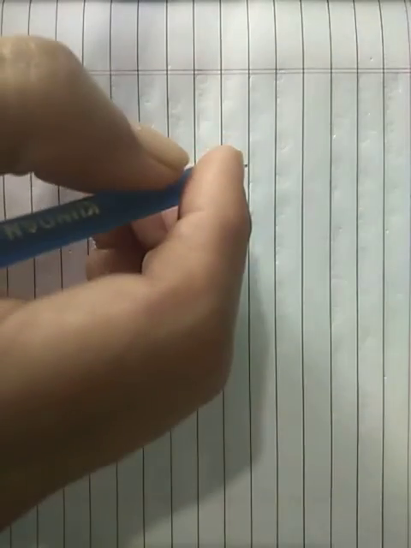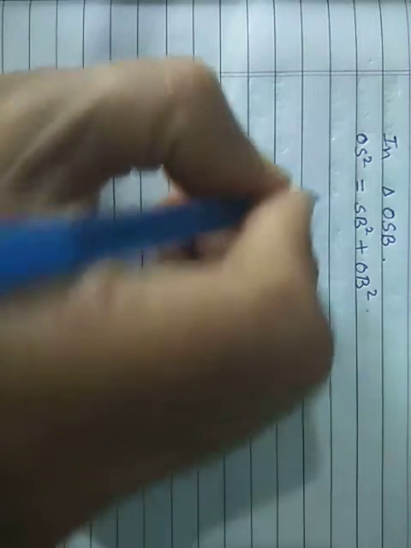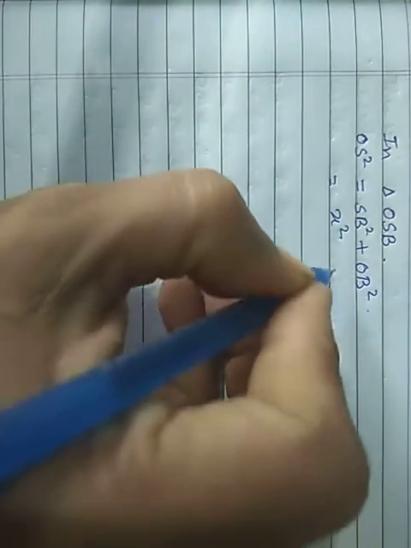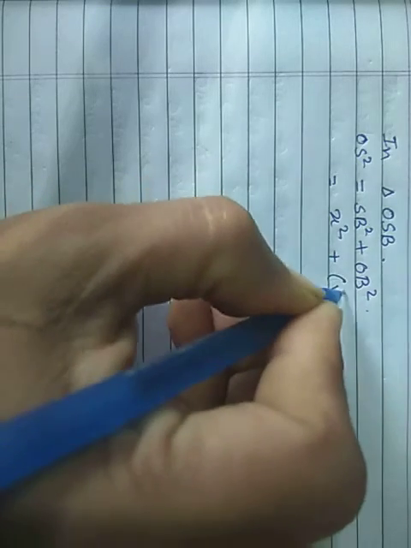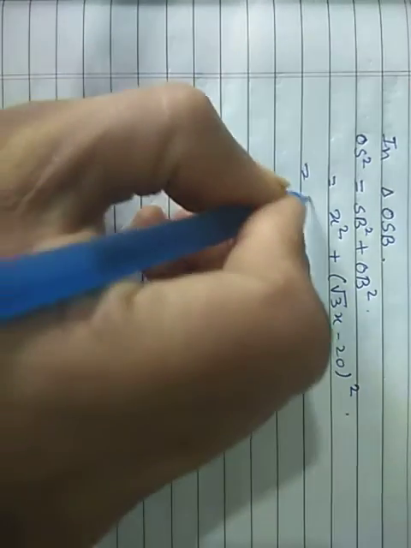Now we'll consider triangle OSB. In triangle OSB we have OS square. Again we are applying Pythagoras theorem: OS square is equal to SB square plus OB square. So SB we know is x, so x square, and OB is equal to (root 3 x minus 20) whole square. This we have to solve, so let us solve this.